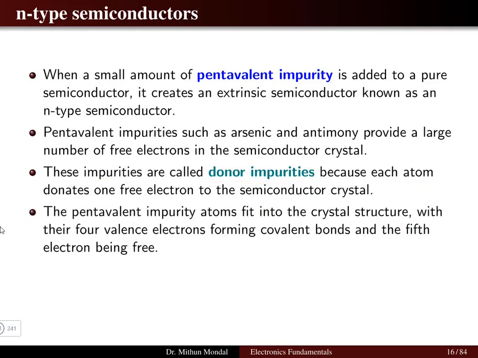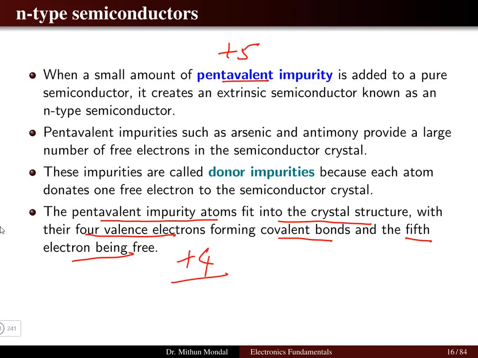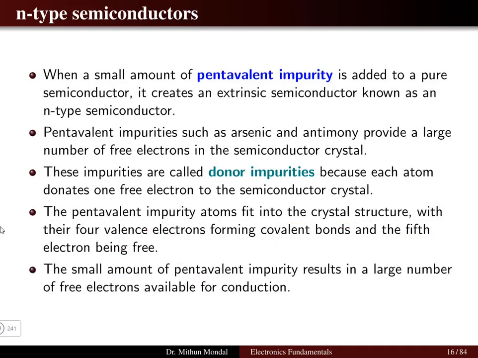Hence, a greater number of donors has to be there. The pentavalent impurity atoms fit into the crystal structure with their 4 valence electrons forming covalent bonds and the 5th electron being free. So of the 5 valence electrons in a pentavalent atom, 4 form the covalent bond and the 5th electron is free for electric conduction. A small amount of pentavalent impurity results in a large number of free electrons available for conduction. Hence, these pentavalent impurities will increase the conduction.